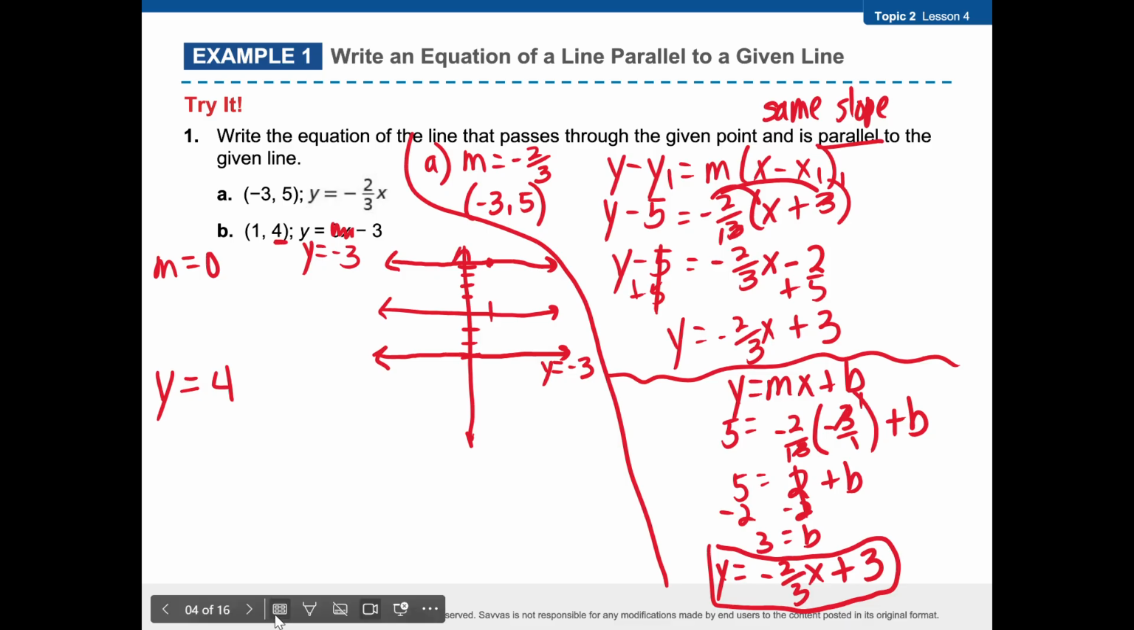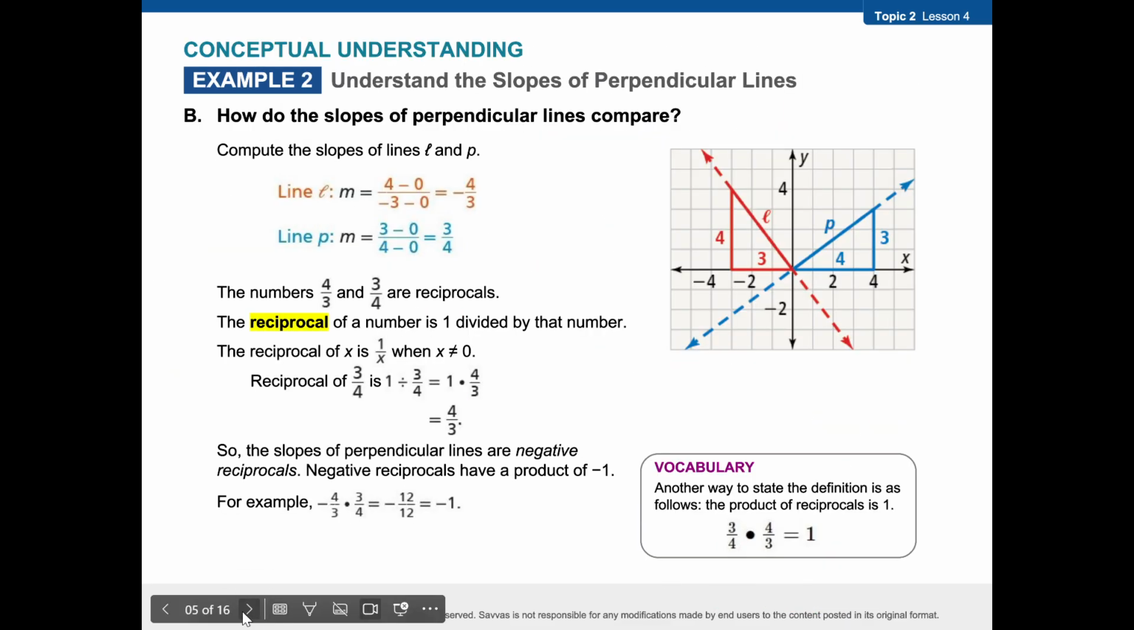Next would be perpendicular lines. So as you can see here, these are two examples. Line L is a red line. It has a slope of negative 4/3. Line P, the blue line, has a positive slope of 3/4. One's negative, one's positive.